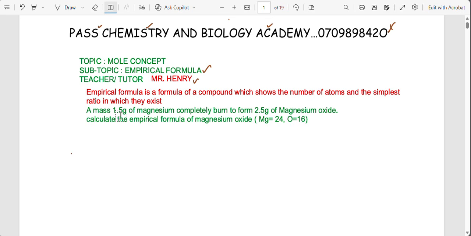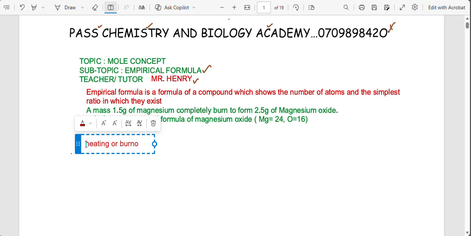So we have a sample question here. They are saying a mass of 1.5 grams of magnesium completely burned to form 2.5 grams of magnesium oxide. Remember, when you are reading our scenarios, it's always good to be analytical. You read as you're interpreting.